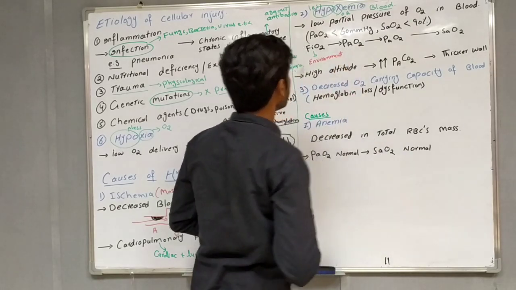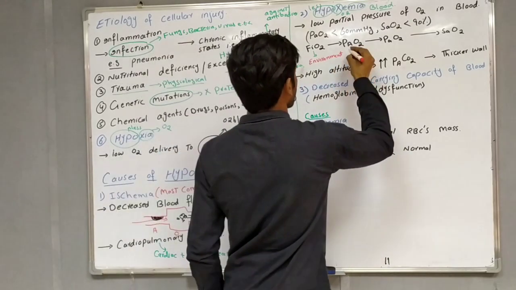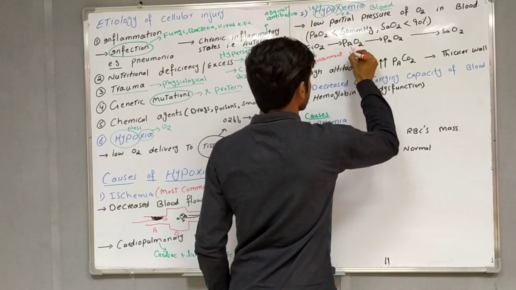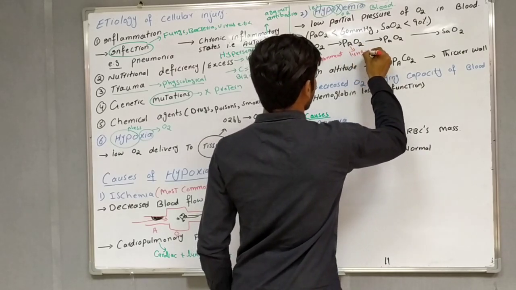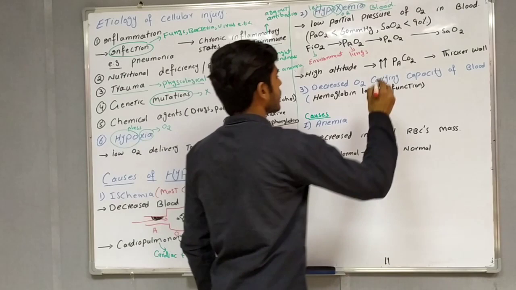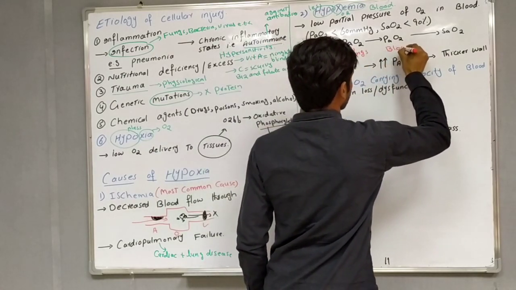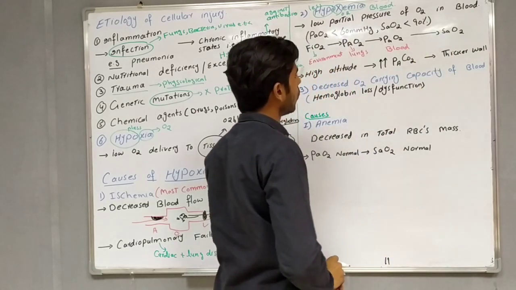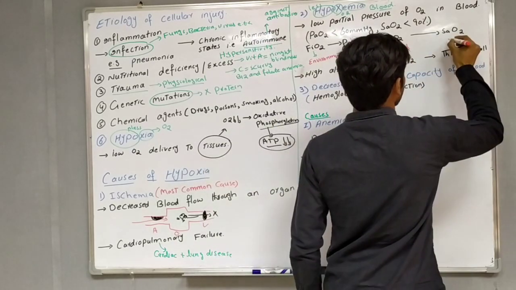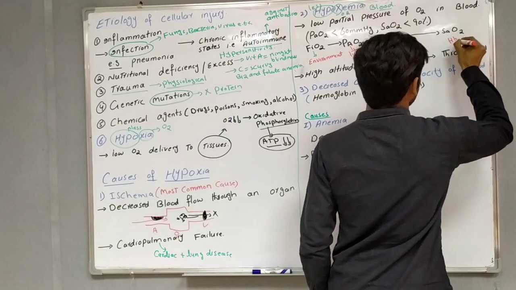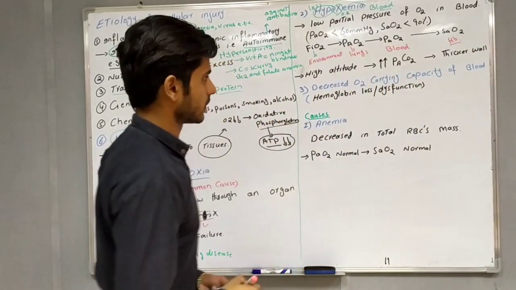And what is capital PAO2? It's the partial pressure of oxygen in the lungs. And what is PaO2? It is the partial pressure of oxygen in the blood, in the arterioles. And what is SaO2? It is the concentration of oxygen in hemoglobin. So now I will discuss this first.